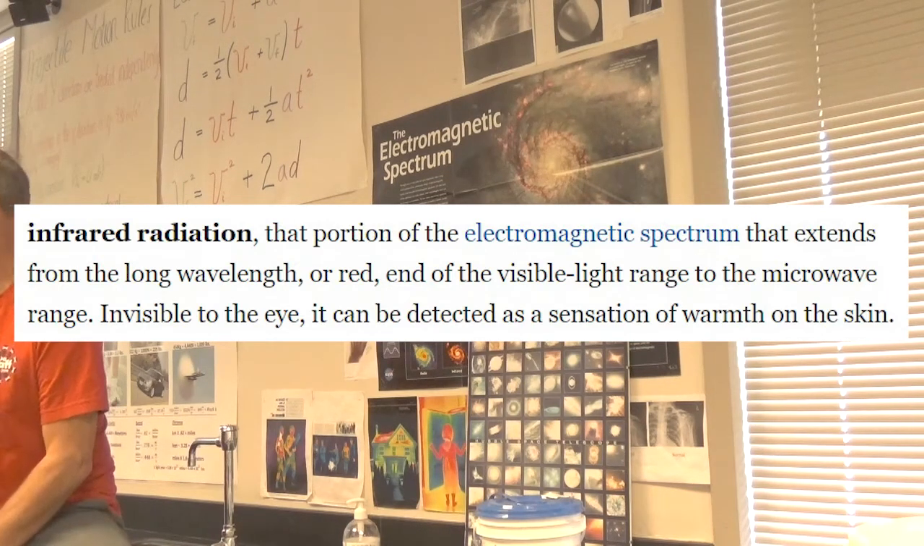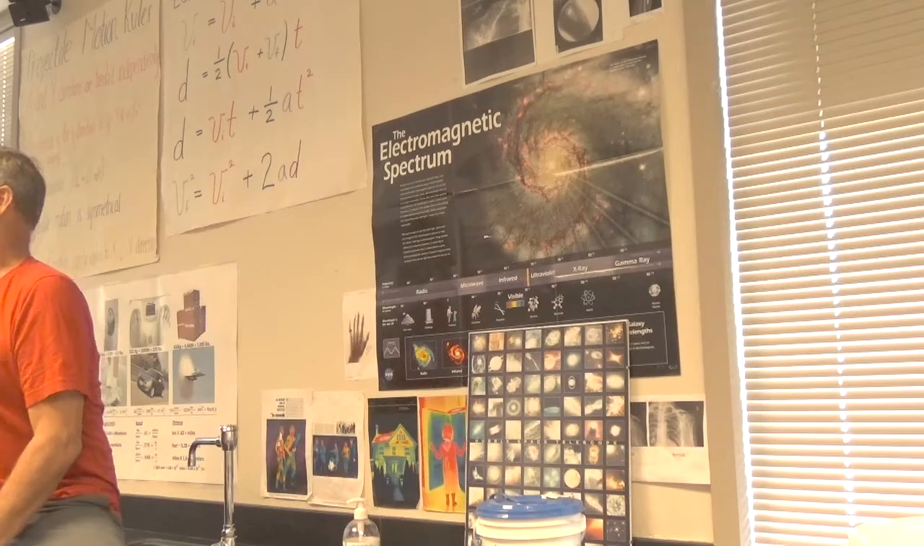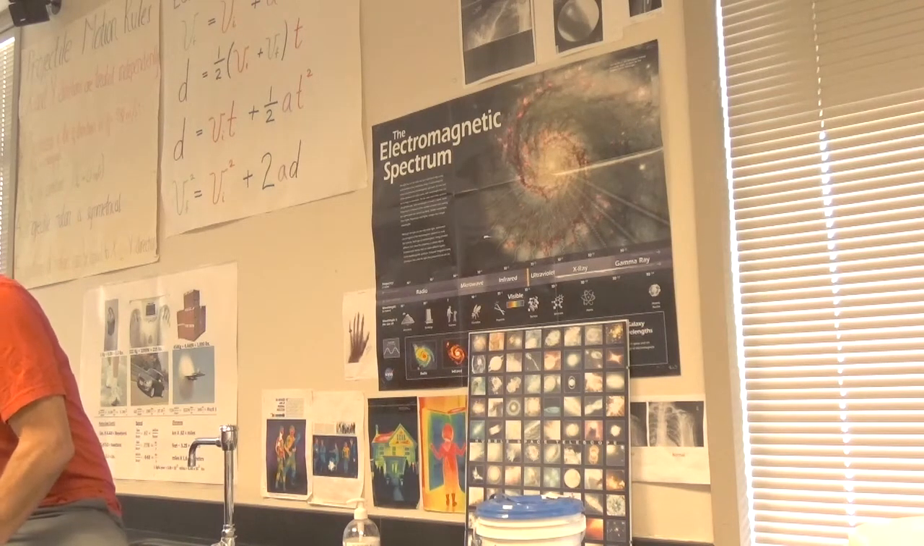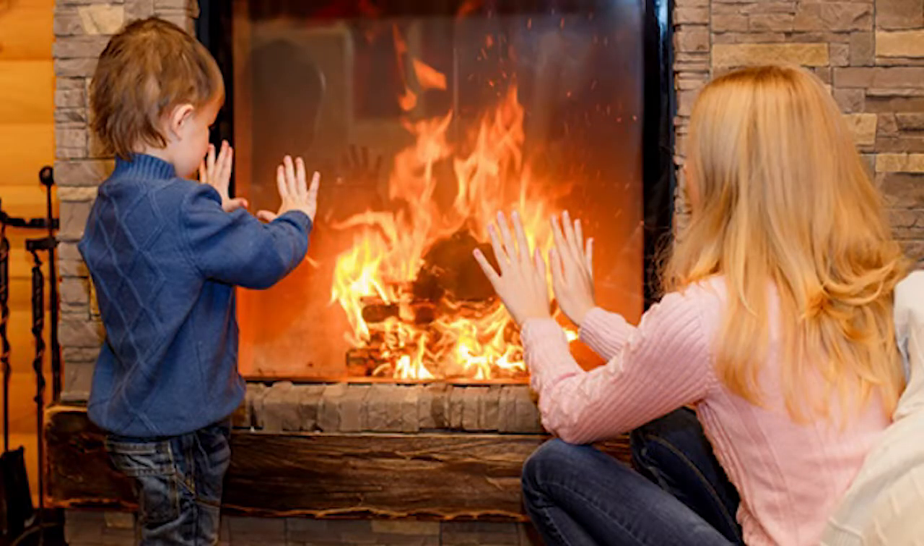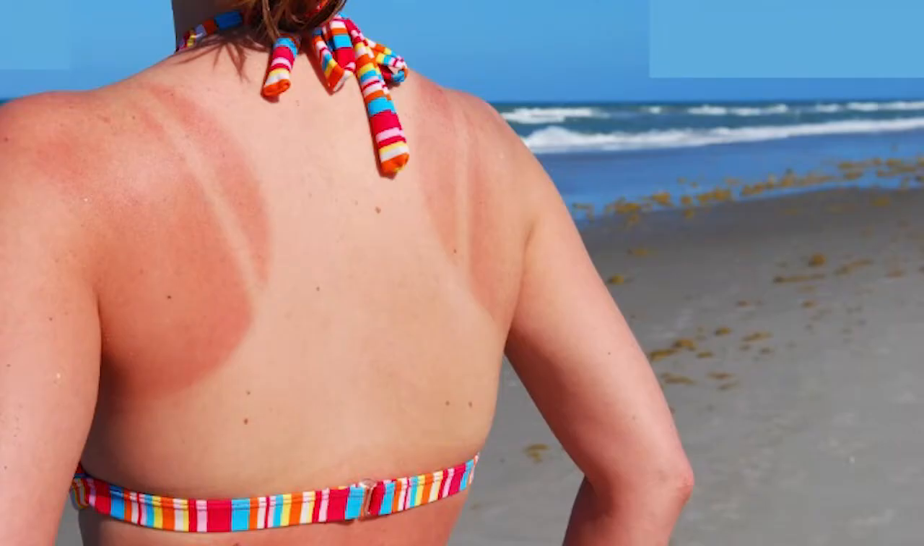We do not see infrared radiation. We do not see ultraviolet radiation, but we know it's there. Infrared, if you stand in front of a fire and you feel the warmth of the fire, you are feeling the infrared radiation from the fire. And if you go outside and you get a sunburn, you are experiencing the ultraviolet rays of the sun. Our eyes don't see them, but we know they're there.